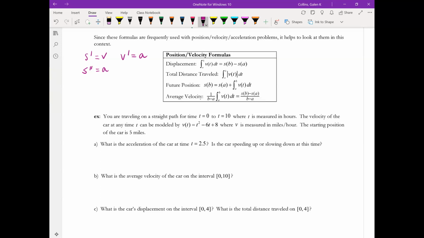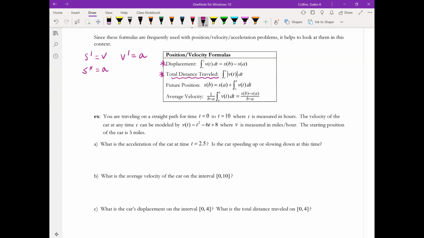These first two topics we first talked about in Unit 5. Displacement: when we integrate velocity, we get the change in our position, which is displacement. However, for total distance traveled, we have to integrate the absolute value of velocity. That gives us total distance traveled. A future position, again, this is just the first fundamental theorem, so we could use that formula.